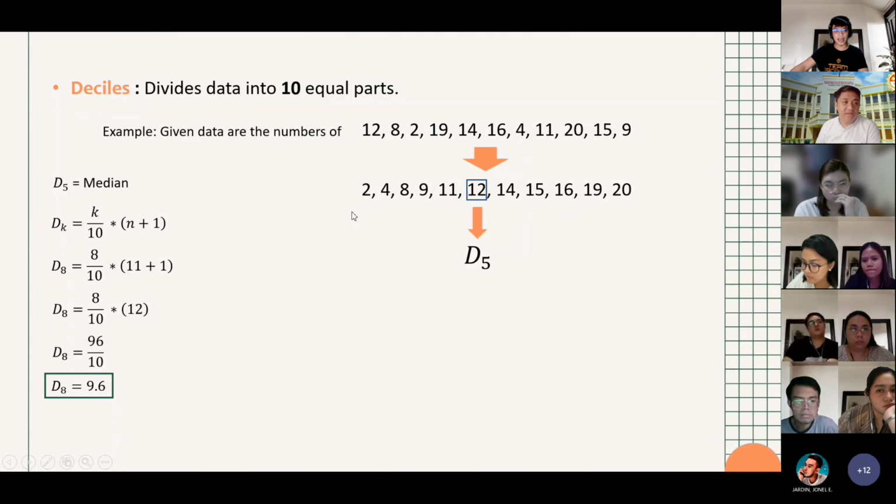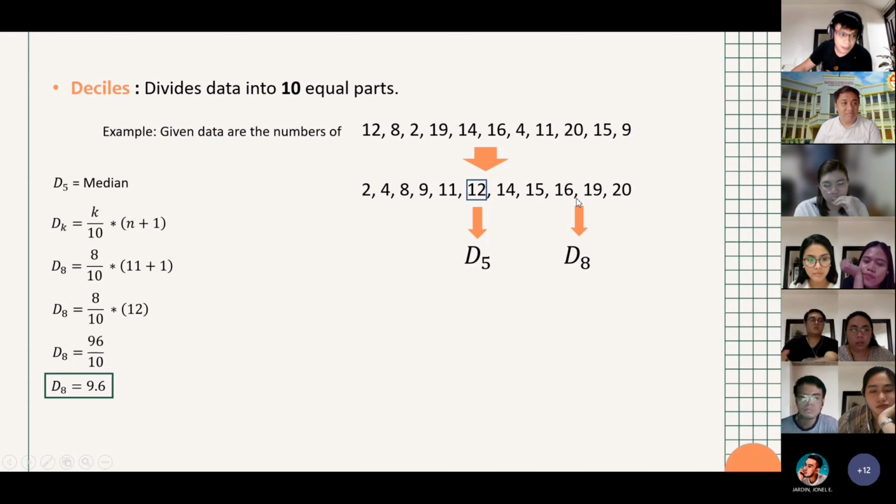Next thing that we're gonna do is bilangin ulit natin 1, 2, 3, 4, 5, 6, 7, 8, 9. Since meron tayong decimal na 0.6, ibig sabihin ang ating dis of 8 is somewhere here, nasa gitna, nasa pagitan ng 16 and 19. Okay? So sir, question ulit, paano natin makukuha yung exact value ng ating dis of 8?